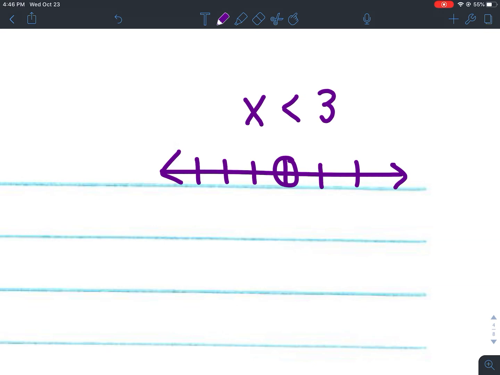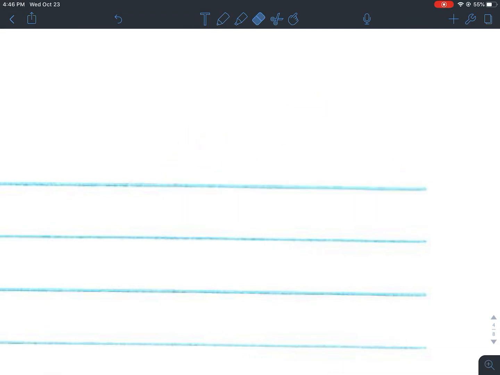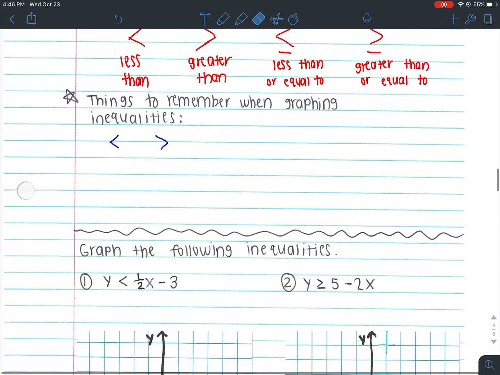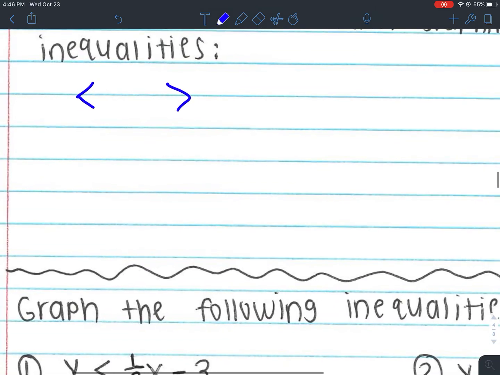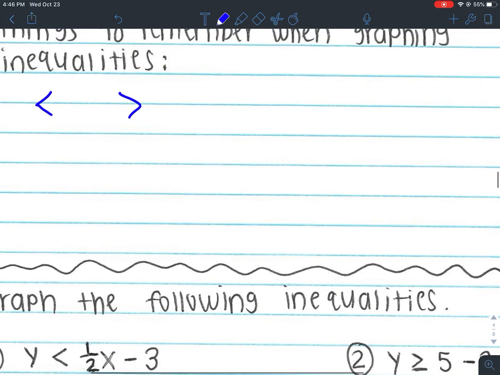But once you finish that, you couldn't just stop. You needed to shade. You either shaded to the left or you shaded to the right, depending on your inequality sign. Well, this says x is less than 3. Where are all the numbers that are less than 3 on the number line? They're all on the left side. So I would graph and shade this way, okay? So you're going to do the same thing with lines. It's just a little bit different. Instead of open and closed circles, we have dashed and solid lines.